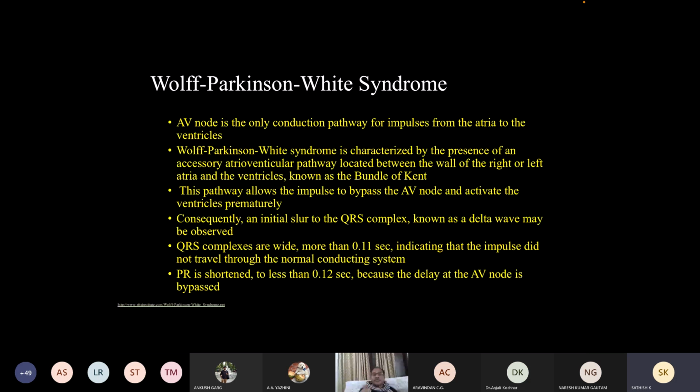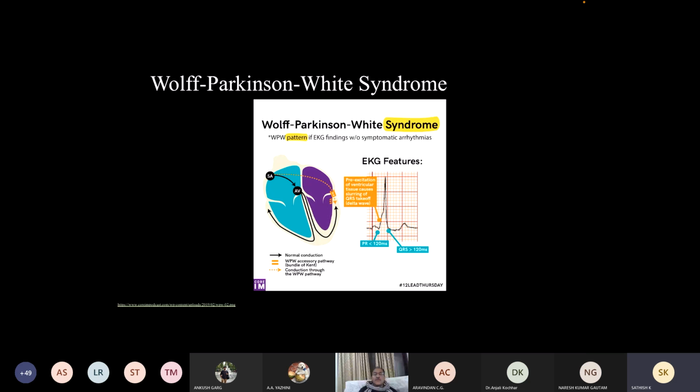Then coming on to Wolff-Parkinson-White syndrome, these are congenital syndromes. There will be an accessory conduction pathway where the conduction from the SA node will directly reach the ventricle, so that the ventricle will start to contract before the impulse from the AV node and Purkinje fibers reach the ventricles. So you will get a characteristic delta wave, because the impulses are coming through the accessory pathway. Mostly this is called the bundle of Kent.